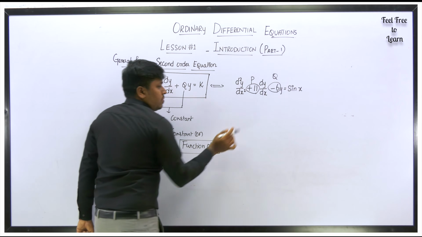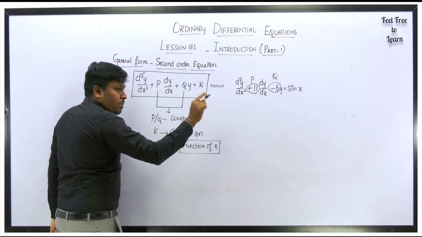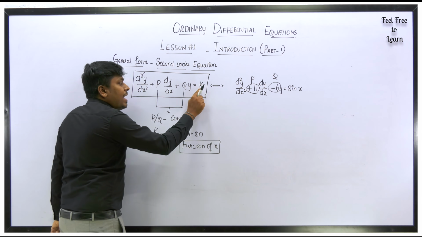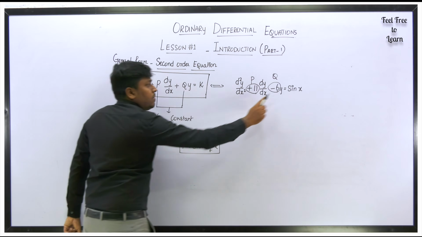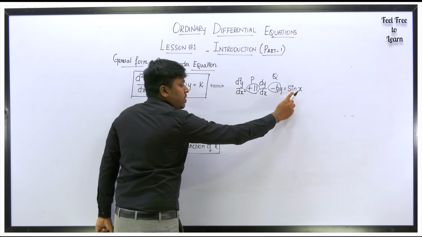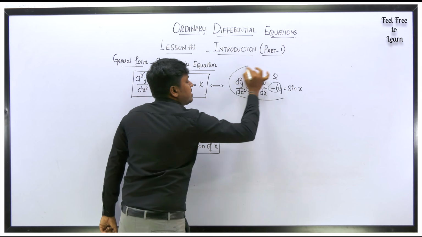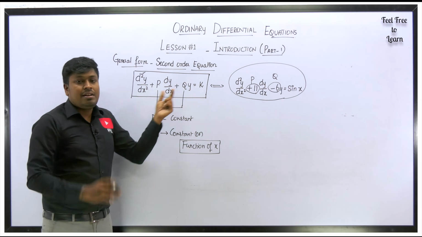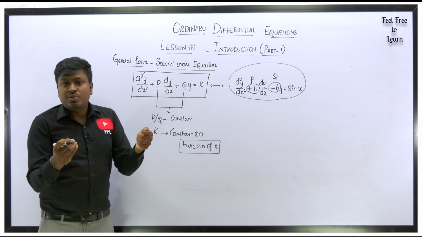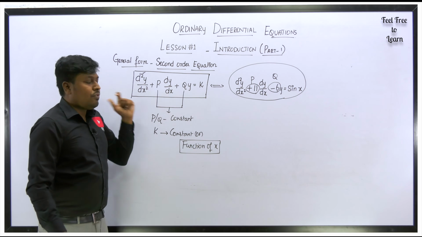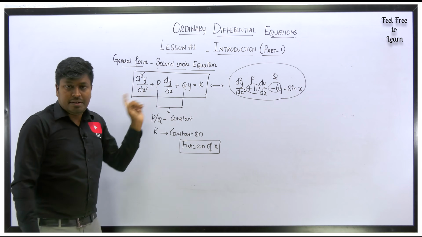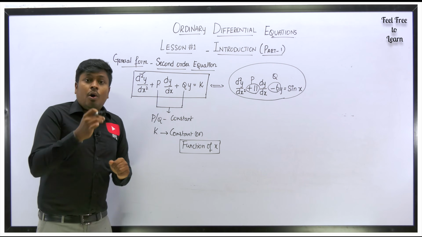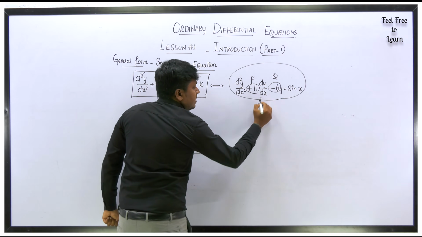So this denotes q. Then it is equal to k. Just now I have told you, the value of k can be a constant, or else the value of k can be a function of x. You can see it is equal to sin x. Got it? So always in a question from ordinary differential equations, this will be in the general format. All the questions in this topic will be in the general format. That's what I have told you here.